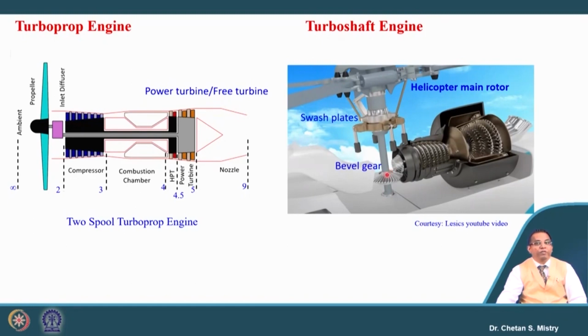Now, this bevel gear will be transferring the energy or power to this shaft, and that shaft is connected with the helicopter rotor. So, here if we look, this construction is different from our turboprop engine configuration. The engines look the same, but the purpose is different. Now, these blades we are looking at for the helicopter are connected with swash plates, and those plates will be able to tilt the blades of this main rotor, and by that means it will be changing the angle of attack.